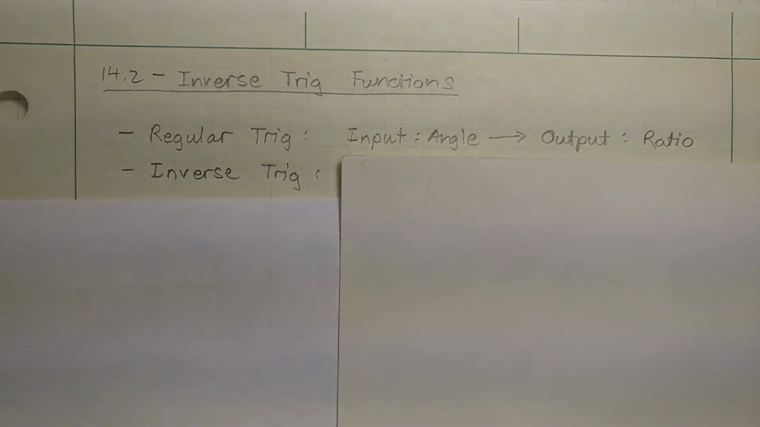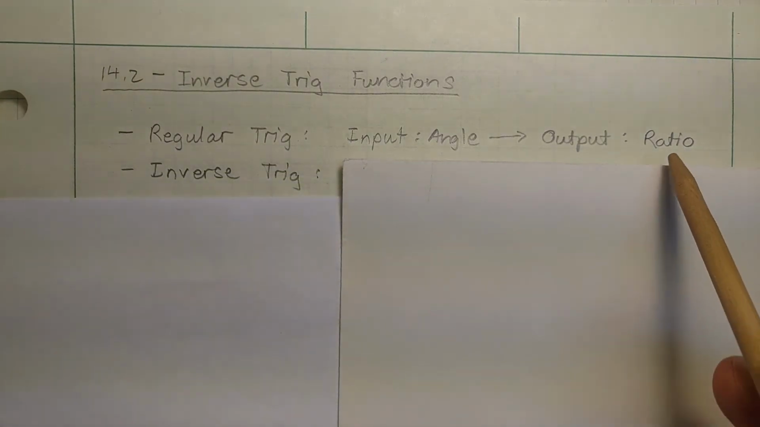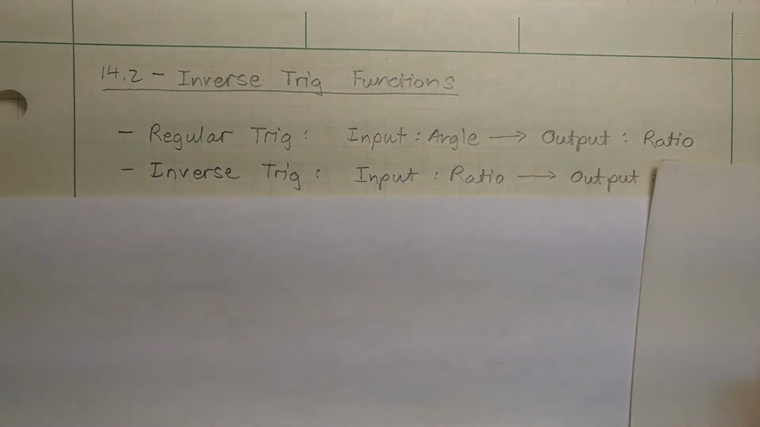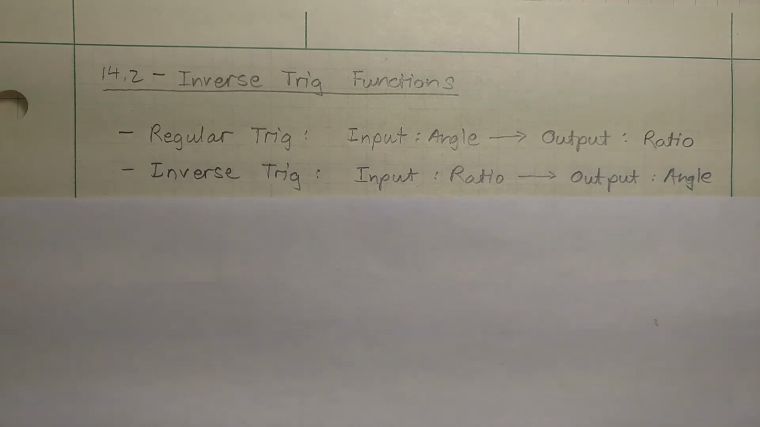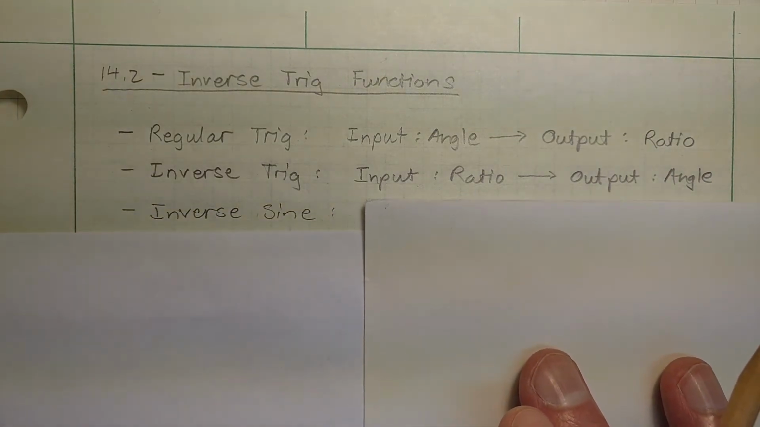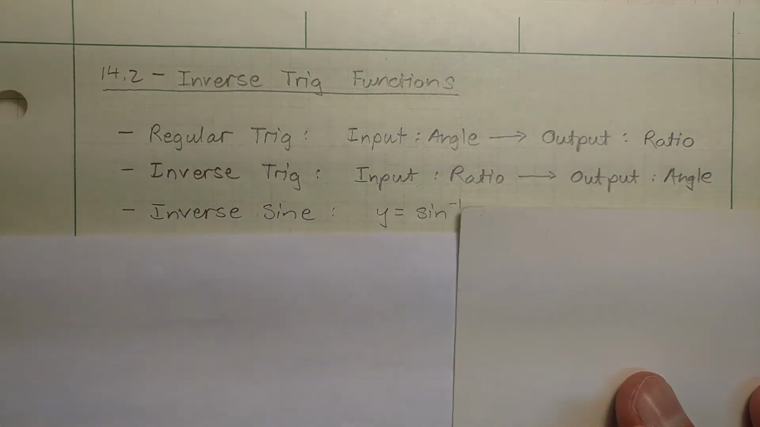What the inverse trig does is, if I happen to know the ratio, it takes the ratio as an input, and its output sends me back to an angle. That's what an inverse trig function does. Now, most of this is going to be done with your calculators, but there are some that you do have to be able to look at and know. So let's look at the inverse sine first.